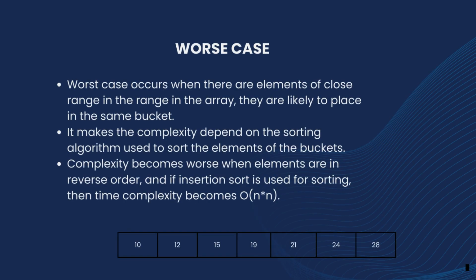After understanding the best case, now we will see how the worst case occurs in the bucket sort algorithm. The worst case occurs when the elements are of close range in the array. They are likely to be placed in the same bucket. It makes the complexity depend on the sorting algorithm used to sort the elements of the buckets. Complexity becomes worse when all the elements are in reverse order and if insertion sort is used for sorting. Then, time complexity becomes O of n into n.